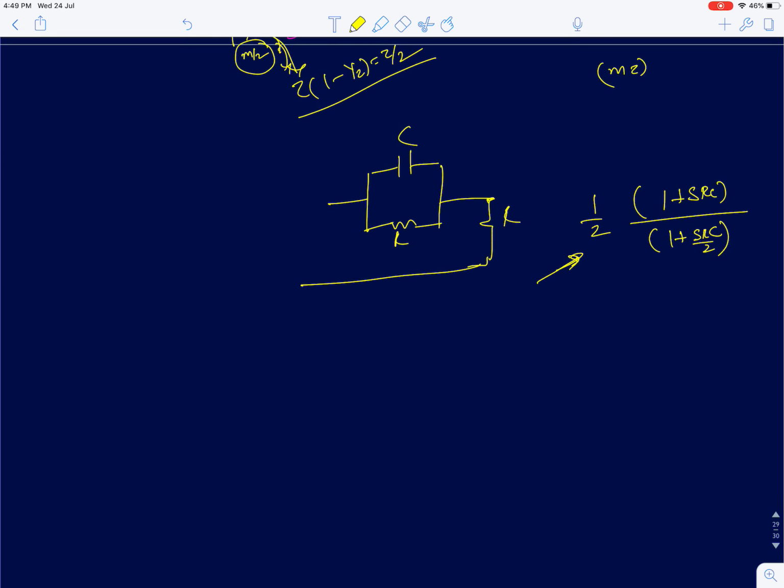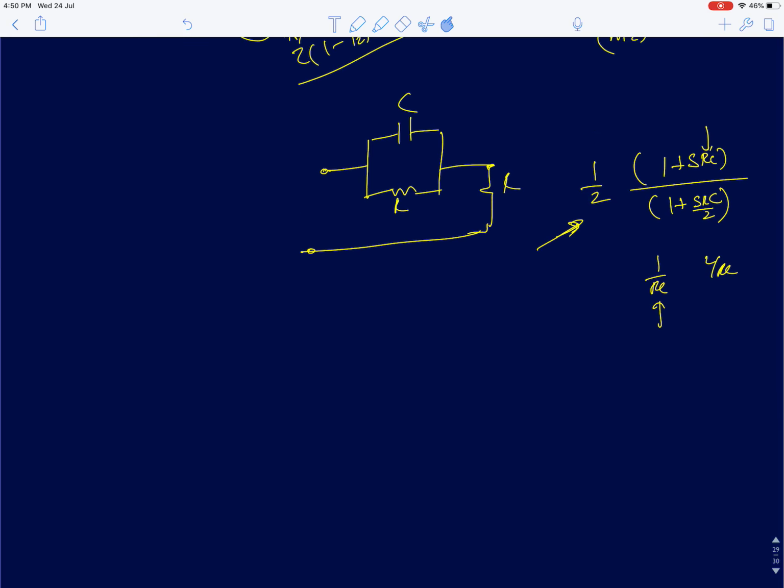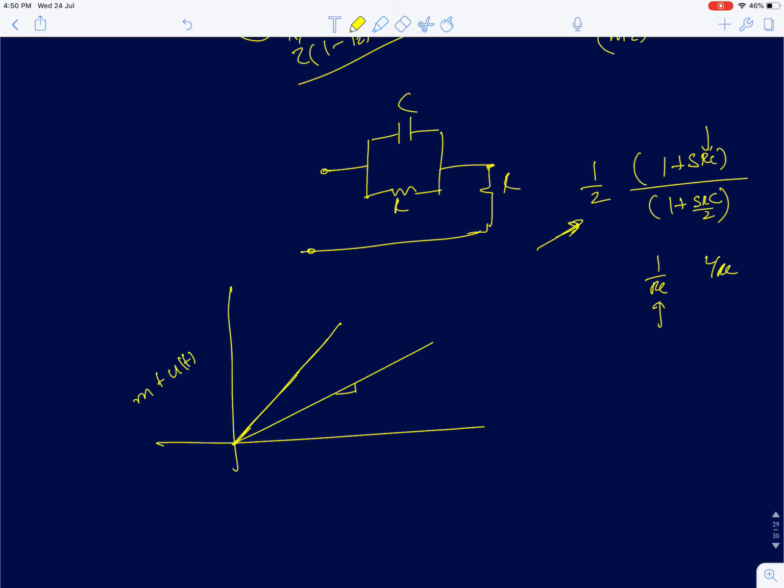Now for this function, we see that the 0 is at 1 by RC and the pole is at 2 by RC. So the 0 occurs first. Now the instant you apply the input, to actually plot the output, we need to always look at the steady state value first. The steady state is the DC gain, which is half. So if your input is increasing with the slope m, which is m into t into u of t, the output is going to be half of this slope. This will be m by 2.